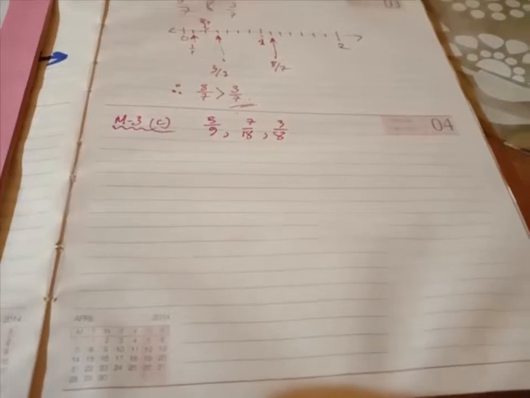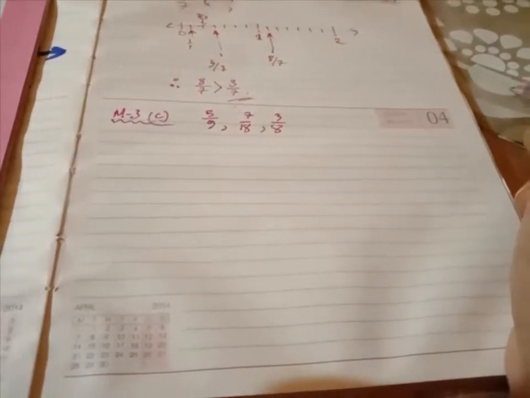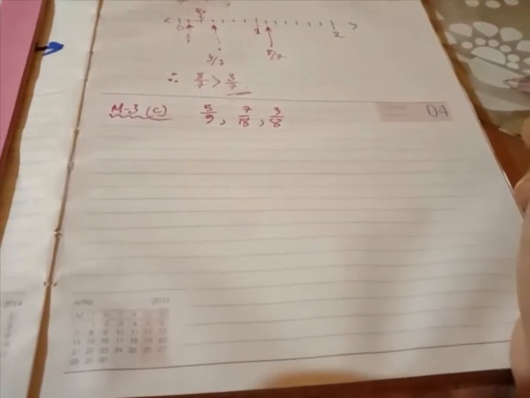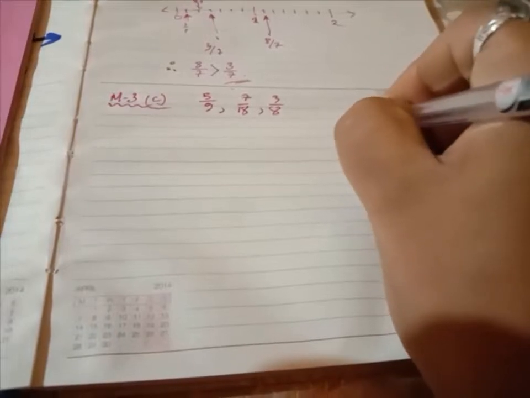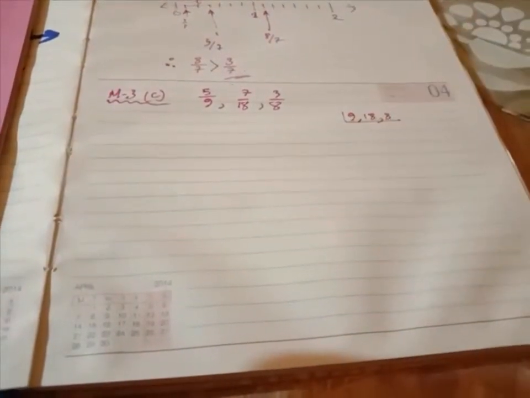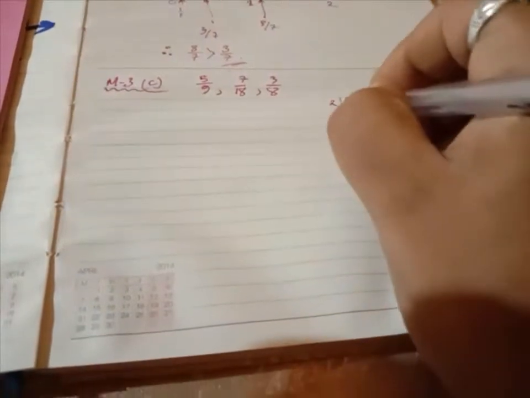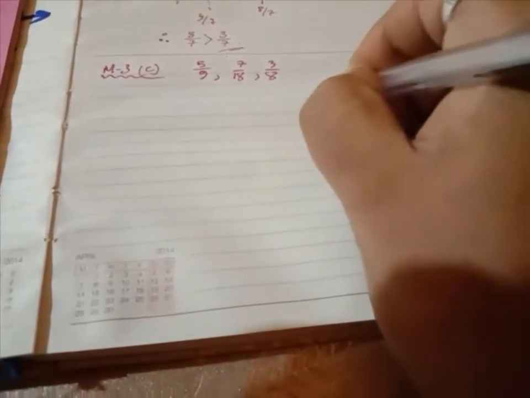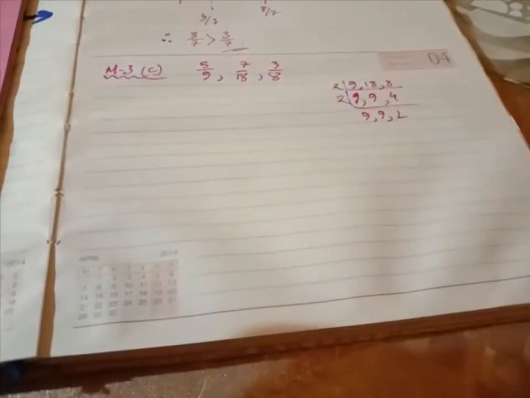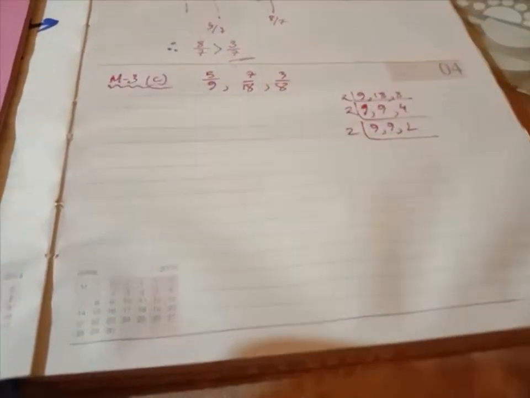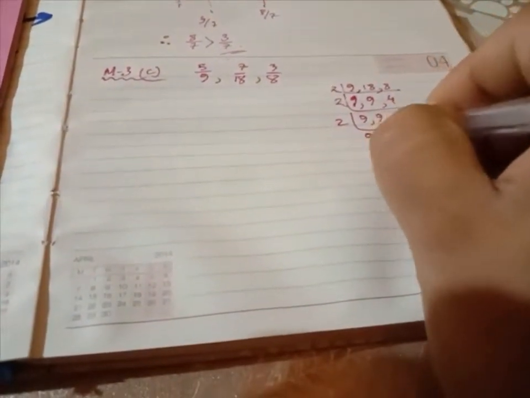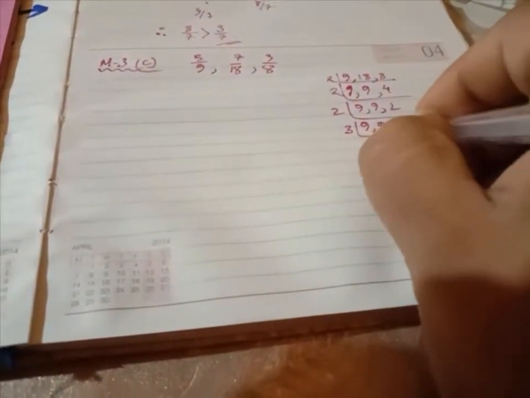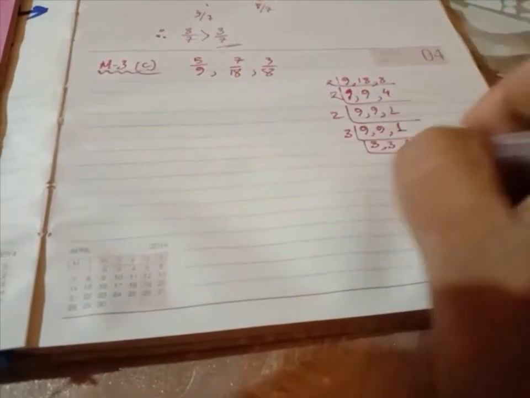So first of all, we will find out the LCM of all these three numbers, that is 9, 18 and 8. First of all, we will divide by 2. So 9 will remain as it is. This will become 9. This will become 4. Again divided by 2. Again divided by 2. Then we will divide it by 3. Again we will divide it by 3.